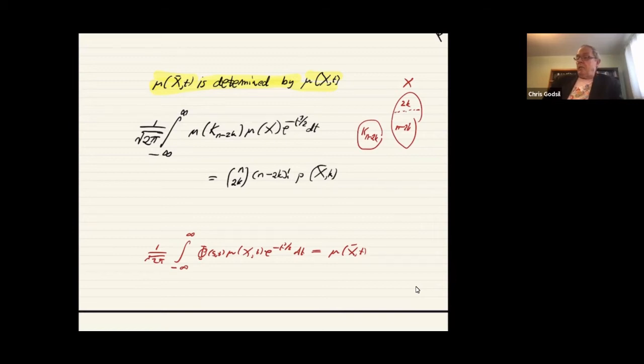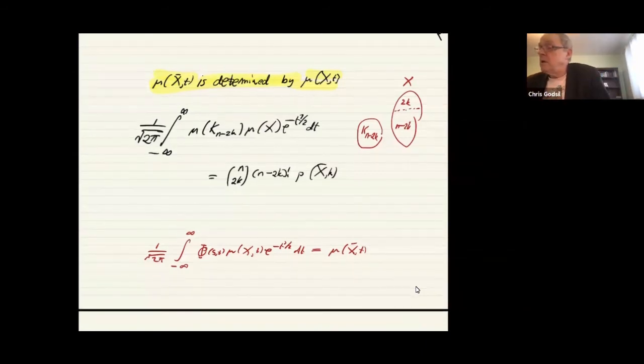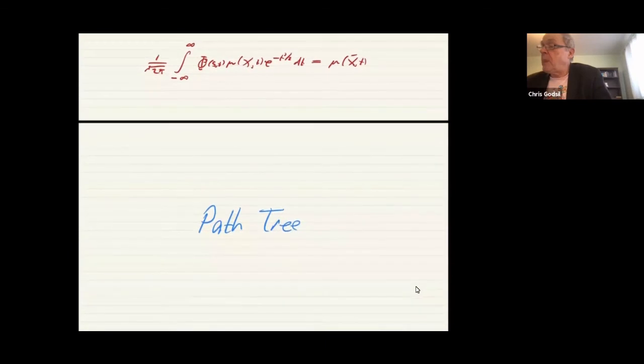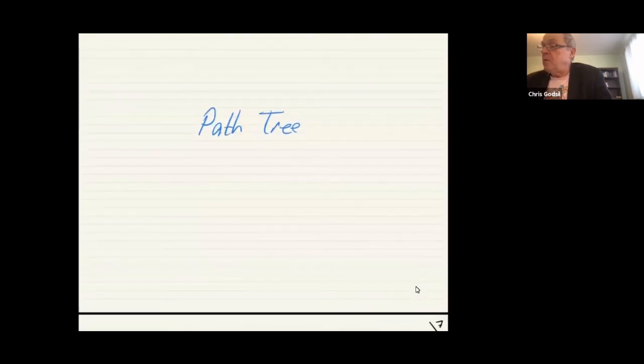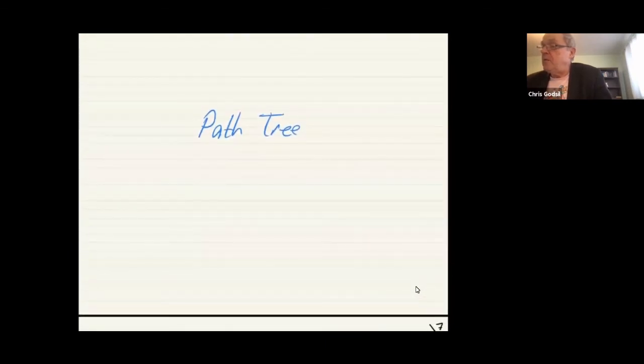Now, are there any questions at this point? So that's certainly one of the more surprising properties of the matching polynomial.